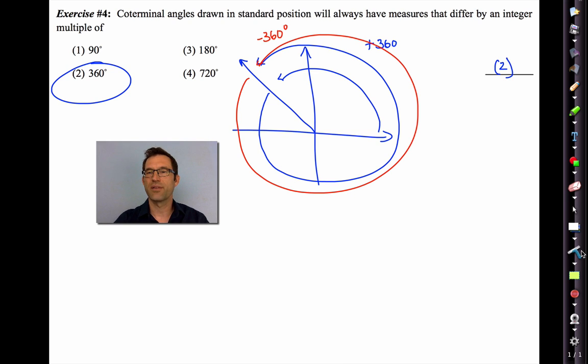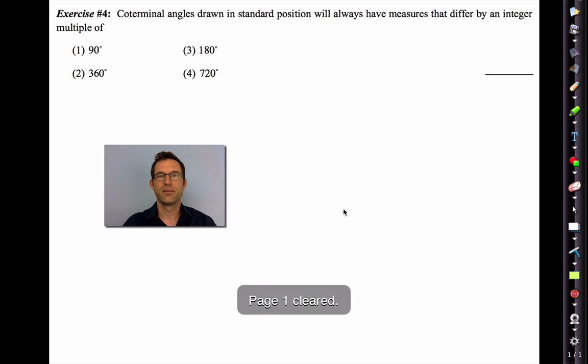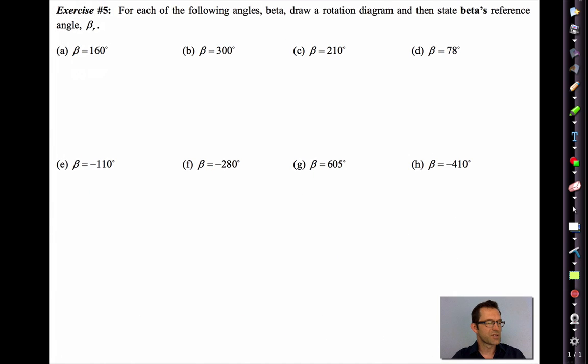All right, let me clear out the text. Let's take a look at exercise 5, last one. It says for each of the following angles, beta, the second letter in the Greek alphabet, draw a rotation diagram, then state beta's reference angle. So we'll review what a reference angle is immediately in the first problem. So beta equals 160, right? That's going to be in the second quadrant, and it's going to look something like that, 160 degrees.